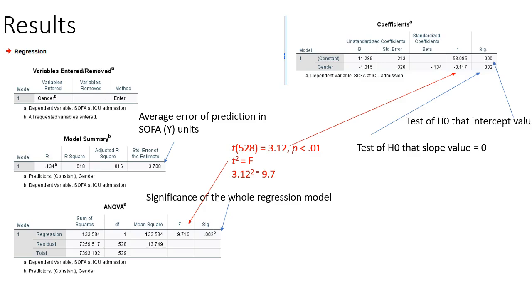Up on the right is the coefficients box, and you guys know that the first row gives the significance of, well, the actual value of the intercept, its t ratio, and the significance of the t.